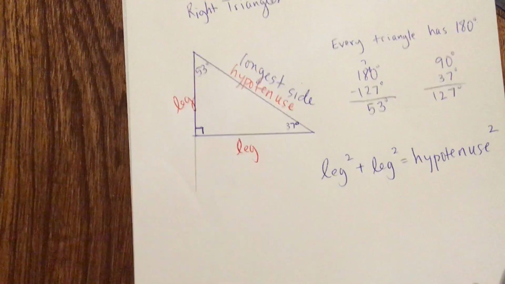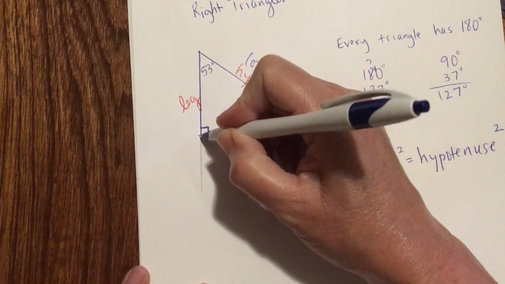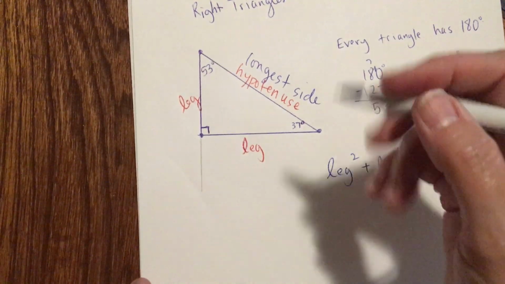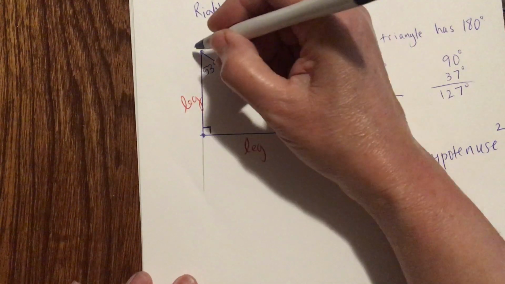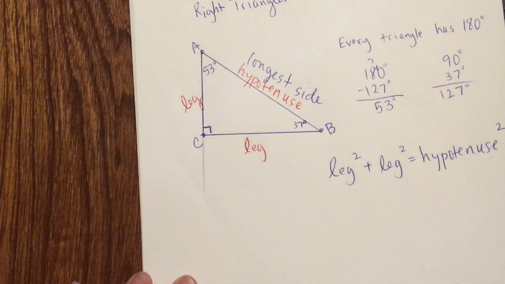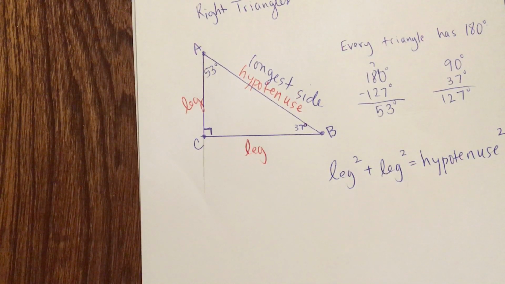On this triangle I have pictured here, I'm going to go ahead and label the vertices. The vertices would be the places where the lines meet. So I'm going to label it A at the top, B at 37 degrees, and C is the hypotenuse. Now, your labeling is not important. If I swapped A and B, that would be all right. But however you labeled it, you want to look at it and be consistent. Know what you're looking at when you label it.